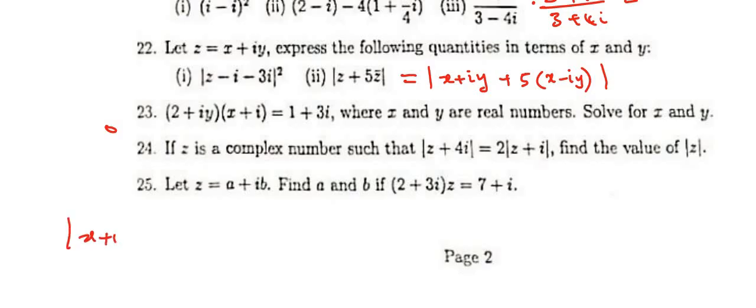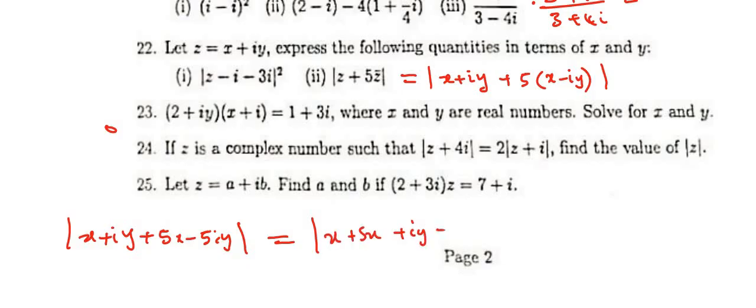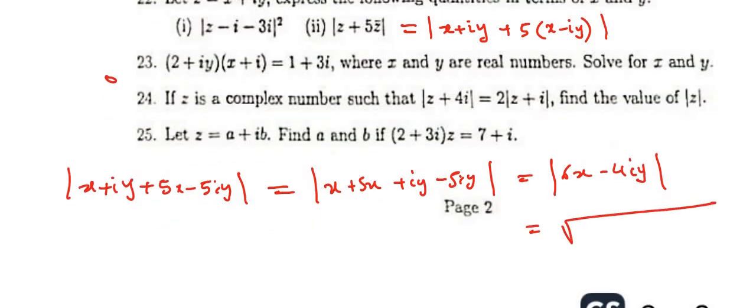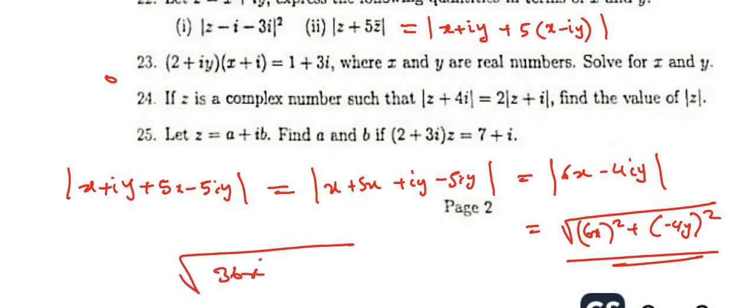It's going to be x plus iy plus 5x minus 5iy. This is equal to x plus 5x plus iy, then minus 5iy. This is equal to, we have 6x, then subtract this, we get a negative 4iy. Then from here we have the real part is 6x squared plus the imaginary part is negative 4y squared. Just leave it there. Maybe you can just leave it here as 36x squared plus 16y squared, but just leave it there.